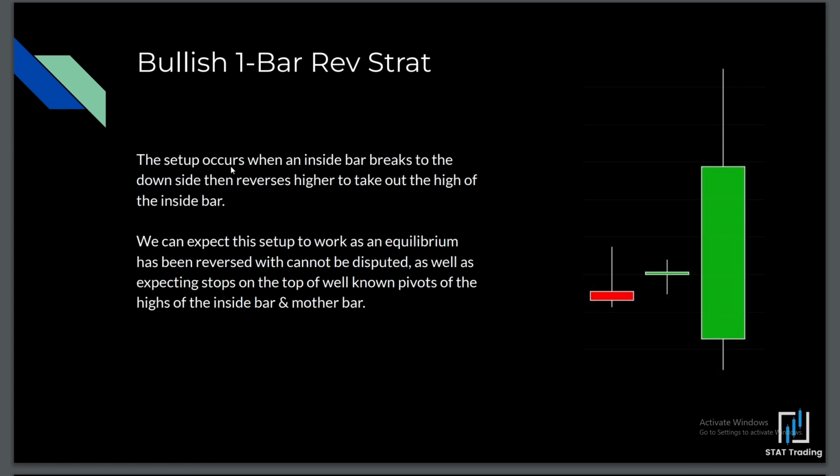The setup occurs when an inside bar breaks to the downside, then reverses higher to take out the high of the inside bar. We can expect this setup to work as an equilibrium has been reversed, which cannot be disputed, as well as expecting stops on the top of well-known pivots of the highs of the inside bar and mother bar. So you're going to see they break it to the downside with a gap. They go green and take out this high here. That is the trigger of the 1-bar Rev Strat. And then they take this out and they continue because the buyers are more aggressive.